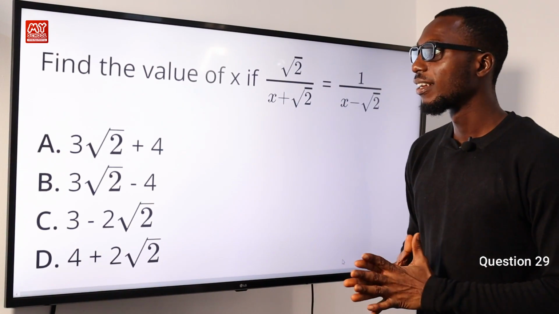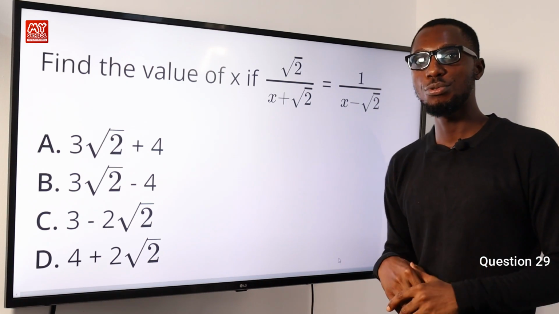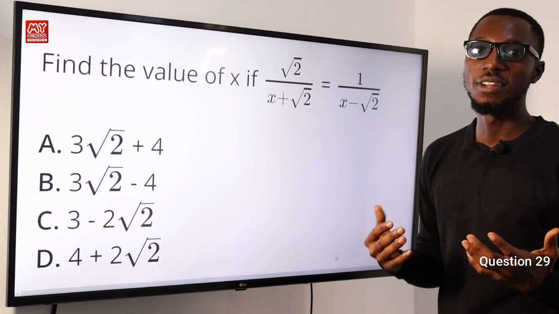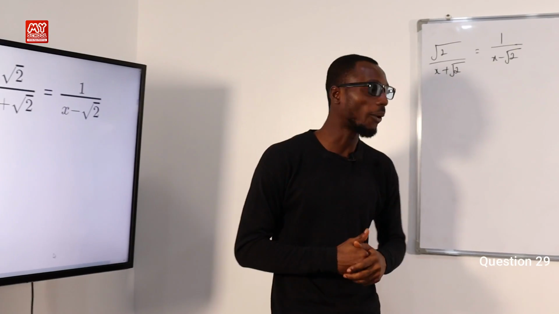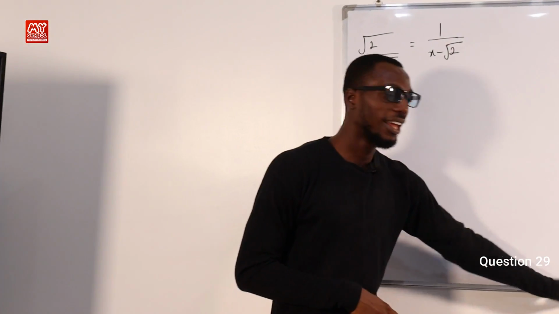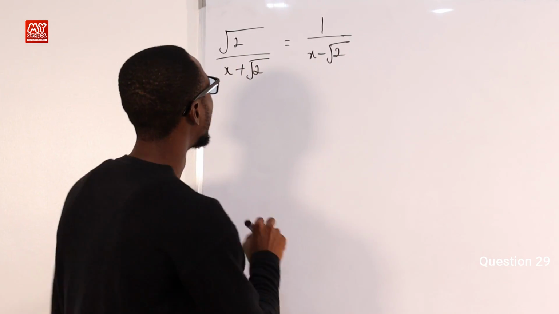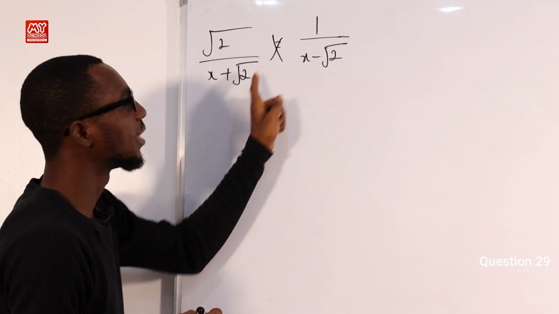Question 29. Find the value of x if root 2 over x plus root 2 equals 1 over x minus root 2. So the first thing I did is to replicate the question on the whiteboard. The next step we have to take is just to cross multiply. Very well, so this goes here, this goes here.